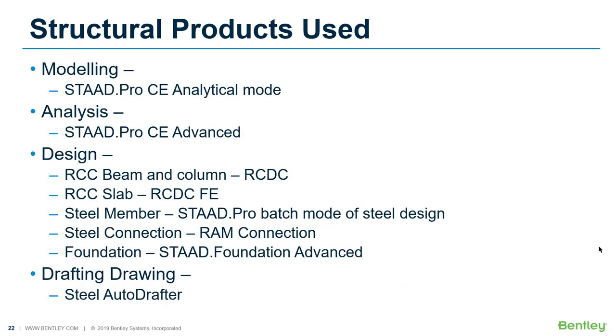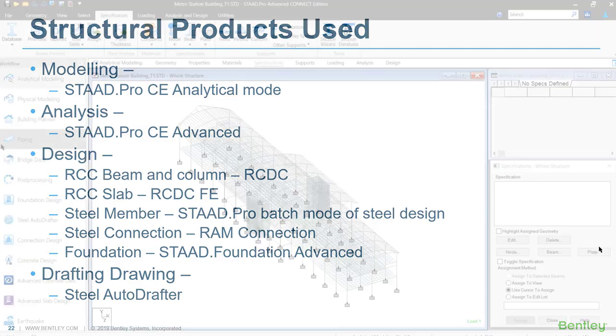Various products are used in this particular project for the analysis and design. For example, I have used STAAD.Pro Connect Edition for the modeling and analysis part. For the design part, the RCC beam and column is designed using RCDC. The slab system is designed using RCDC FE. The steel member is designed in the batch mode of STAAD.Pro. Steel connection has been designed using RAM Connection, and for foundation design I have used the mat foundation and also pile cap foundation. I have used STAAD Foundation Advanced, and for the drawing generation I have used the Steel Auto Drafter. Let's start with our presentation for the first project.